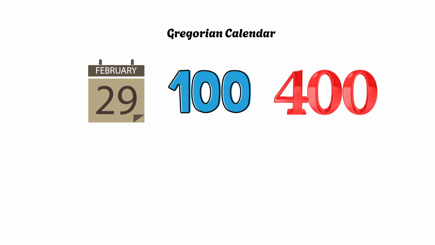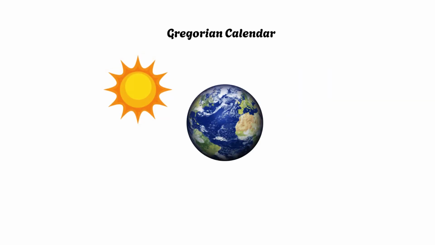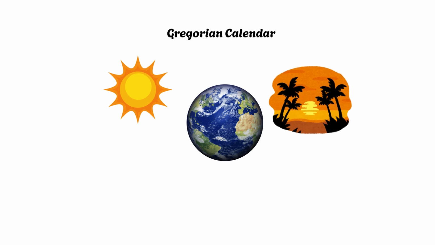This system better aligns with the tropical year, the time Earth takes to orbit the Sun. It also ensures Easter stays in the spring season.